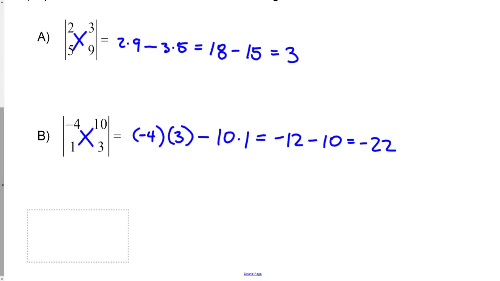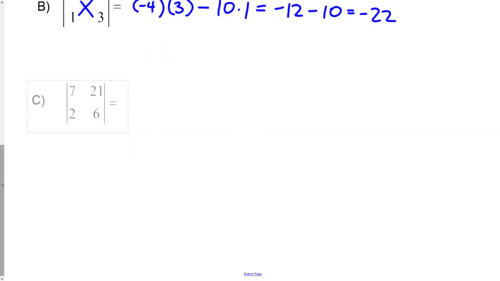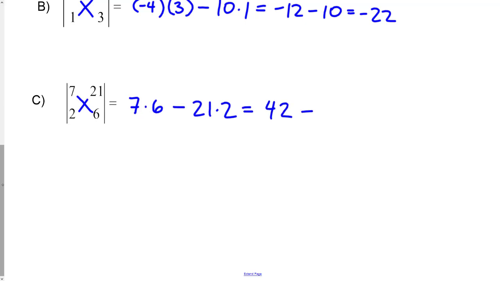All right, one last example. 7, 21, 2, and 6. So I would multiply 7 times 6 to begin with, and subtract the product 21 times 2. So this would be 42 minus 42, which equals 0. And that's all there is to calculating the determinant of a 2x2 matrix.